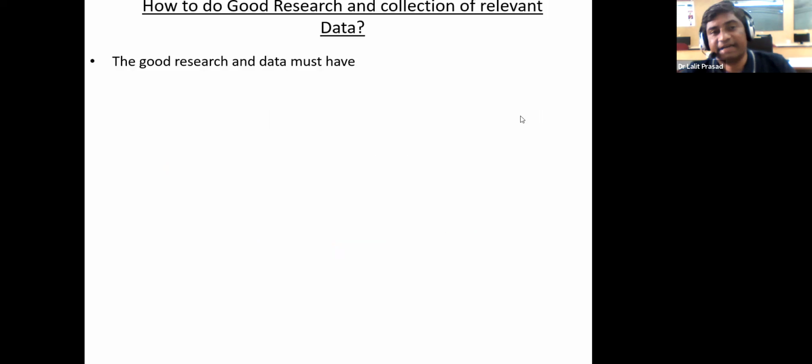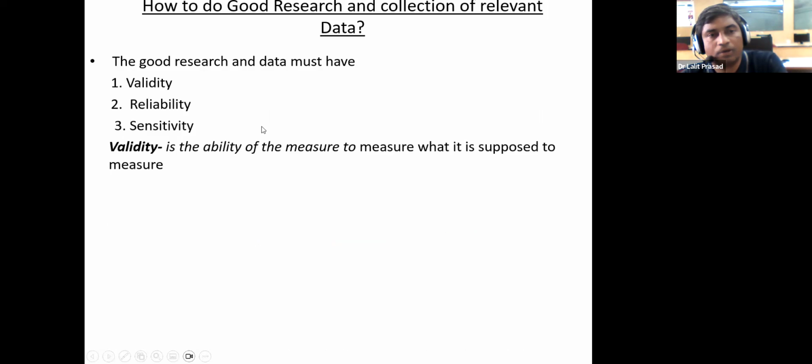So what is correct data? We have to understand what correct data is. First, good research or data must have, as you can see here, validity, reliability, and sensitivity. You have to look at this. So what is the validity in your data? Validity is the ability to measure what it is supposed to measure. It should not under measure, it should not over measure. That is the thing you have to understand.